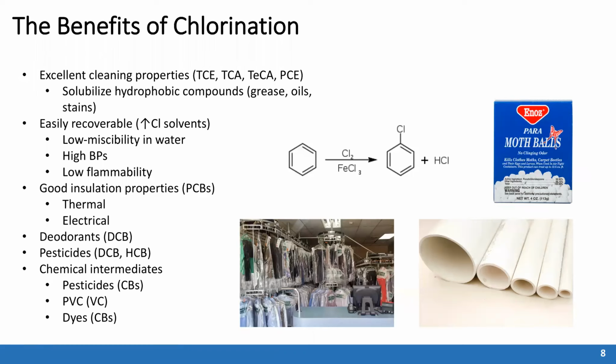They also have low miscibility in water. So if you want to use them as an extraction agent, then you can recover the compounds. They have high boiling points, low flammability. So as a solvent, they have very good properties. And then some of them we know, the polychlorinated biphenyls, PCBs, had good insulation properties. So they were used in transformers and electrical systems. And then some chemicals, especially chemicals like deodorants, pesticides, and various intermediates. So we do have widespread use of these compounds, and it's not surprising that in the environment we find that, at least for chemical releases, these are very commonly found at hazardous waste sites.